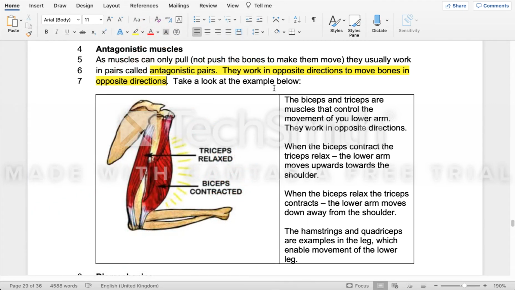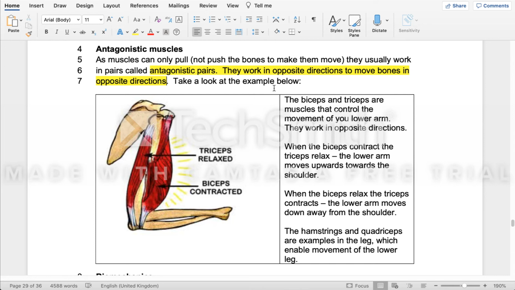So that's your antagonistic pairs, and hopefully this animation helps you understand how it works when you're moving your arm up and down, up and down. And if you're still confused, there's a lot of videos on YouTube that will help you understand antagonistic pairs. But this concept here is actually quite advanced.